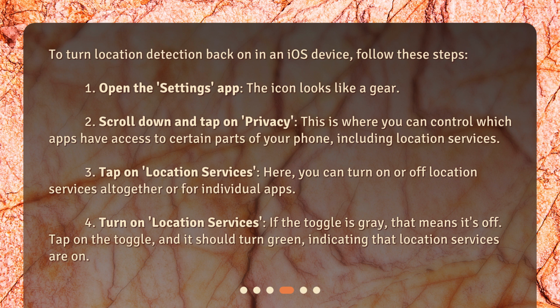4. Turn on Location Services. If the toggle is gray, that means it's off. Tap on the toggle, and it should turn green, indicating that location services are on.